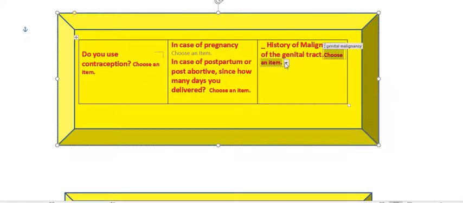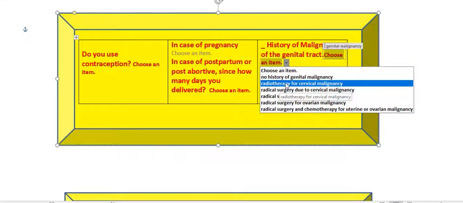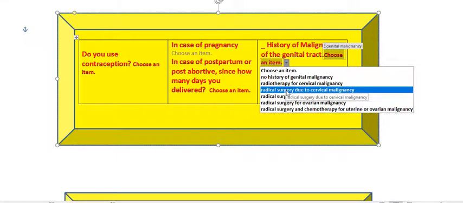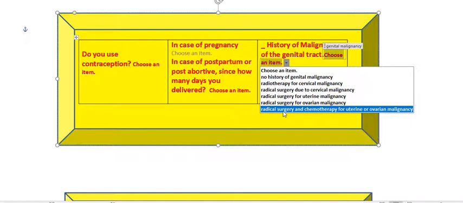Case of patient has malignancy: she has genital malignancy, radiotherapy for cervical cancer, radical surgery due to cervical cancer, radical surgery due to uterine malignancy, radical surgery for ovarian malignancy, radical surgery and chemotherapy for uterine or ovarian malignancy.